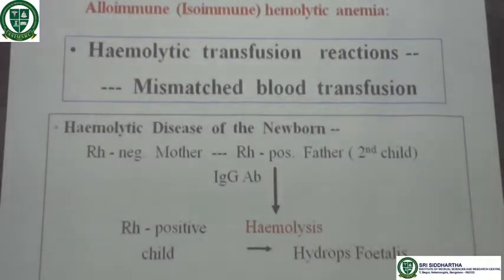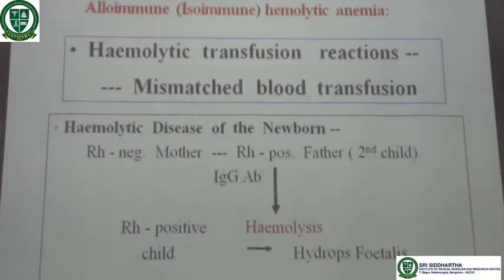So now we will discuss each condition in detail. Try to listen properly, then you can go and read the notes and try to understand it. First we are discussing antibody mediated hemolytic anemia. In that, the first category is alloimmune or isoimmune hemolytic anemias, where antibodies are produced in our own body.